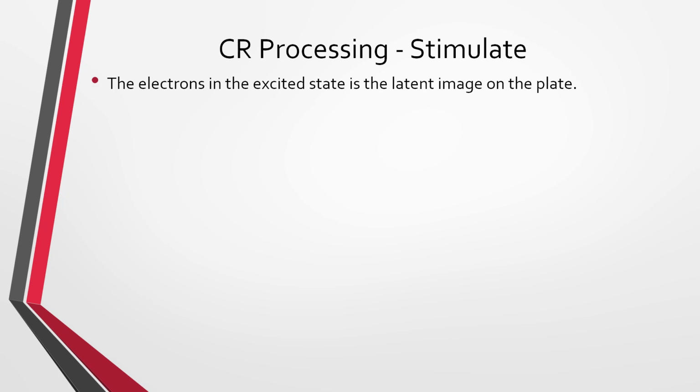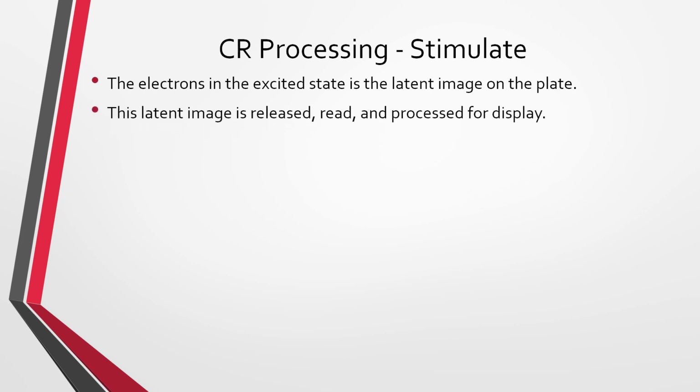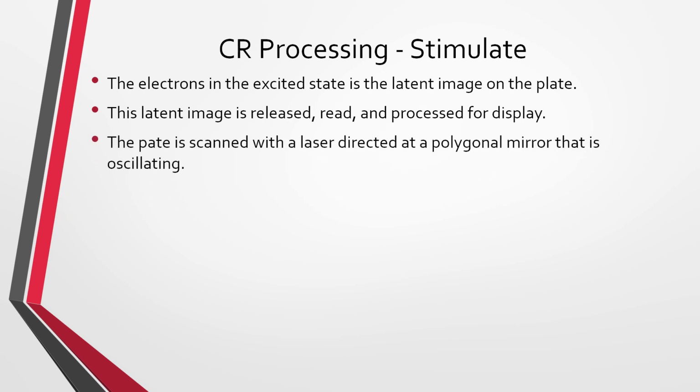The electrons in the excited state is the latent image on the image plate, as we learned about. So the first part of the CR processing is stimulate. The latent image is released, read, and processed for display. The plate is scanned with a laser directed at a polygon or mirror that is oscillating.